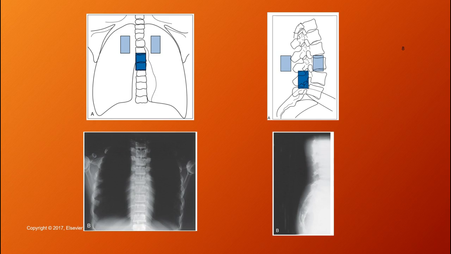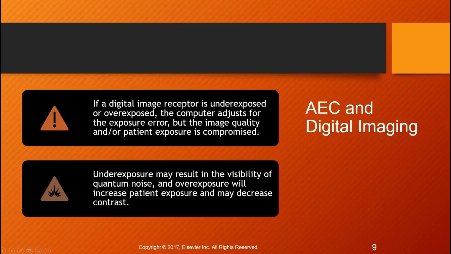and you would have gotten a diagnostic radiograph. Okay, so to wrap it up, if a digital image receptor is underexposed or overexposed, the computer will adjust for that exposure error, but your image quality and your patient exposure is compromised. And we've talked about this before, how a digital system will give you a radiograph that looks good, but it's still not the best quality for your radiologist and your patient exposure.